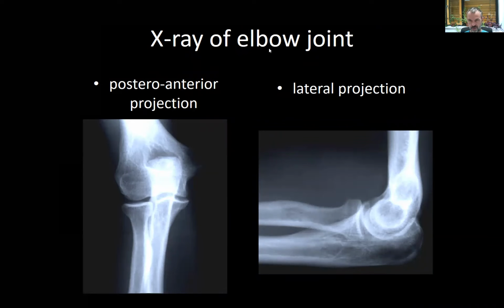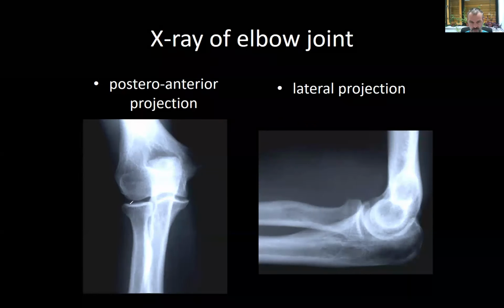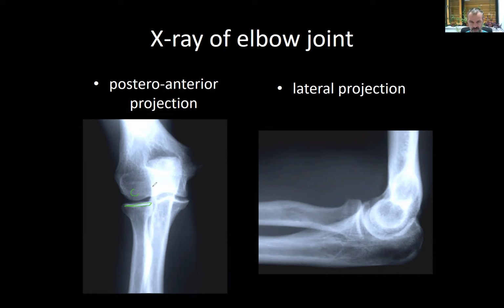We also use the antero-posterior projection. Here you can nicely see the capitulum and radius. Yeah, the fovea here, and quite proximally is located the olecranon, the fossa olecrani here, and the coronoid process of the ulna here.